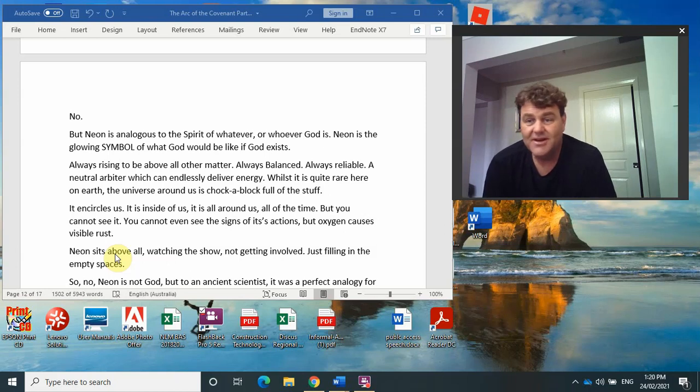But you cannot see it. You cannot even see the signs of neon's actions, not in the way that you can see the signs of oxygen, right? Oxygen causes oxidization. We know it's there. We can see the visible signs of action, but neon does not cause oxidization. It doesn't cause anything. Okay, it's neutral. Neon sits above all, watching the show, but not getting involved. Just filling all of the empty spaces.